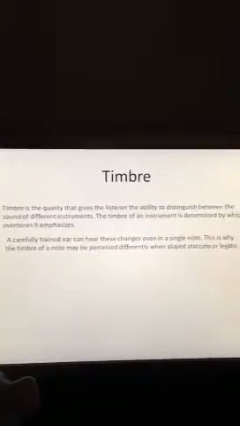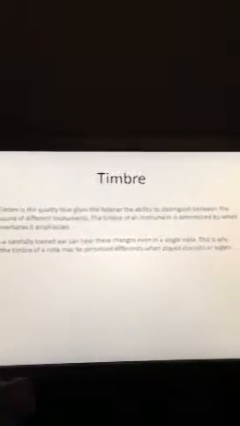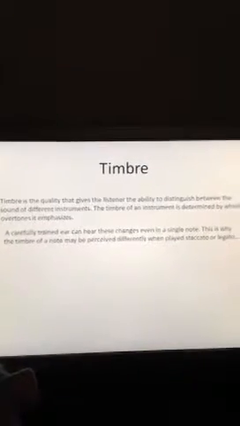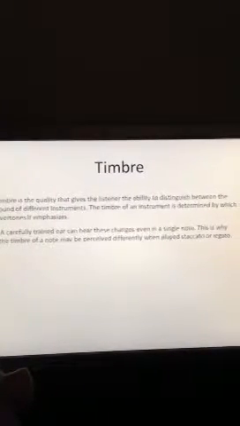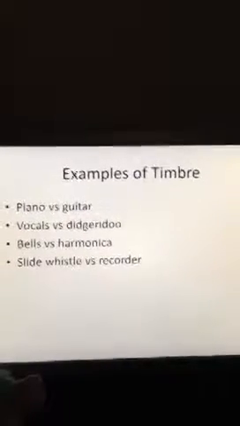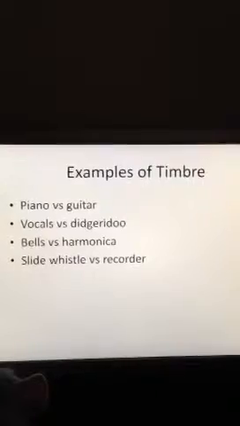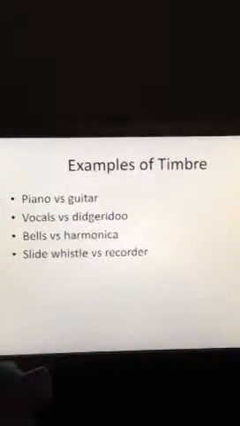Timbre is the quality that gives the listener the ability to distinguish between the sounds of different instruments. The timbre of an instrument is determined by which overtone it emphasizes. A carefully trained ear can hear these changes even in a single note. This is why the timbre of a note may be perceived differently when it is played staccato or legato. Some examples of timbre: piano versus guitar, vocals versus didgeridoo, bells versus harmonica, slide whistle versus recorder.